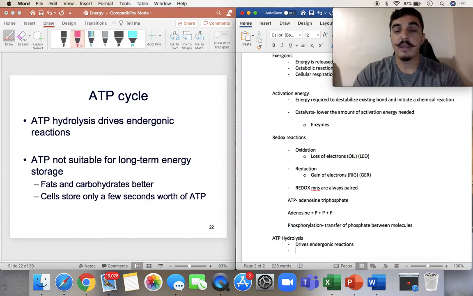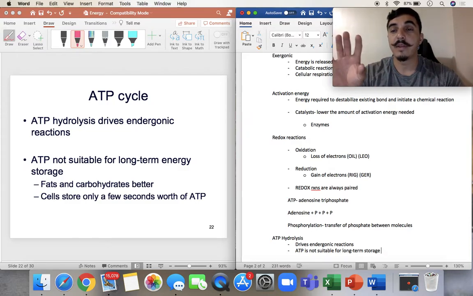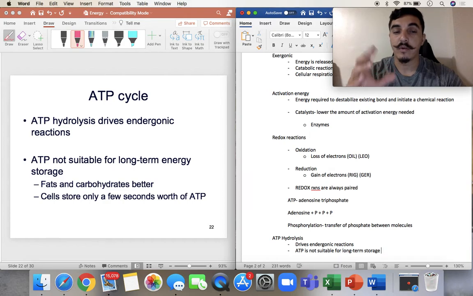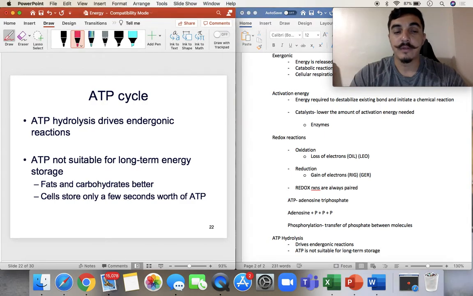Now, another thing is ATP is not suitable for long-term storage. So really don't store the ATP. The ATP that we create every day, we use it every day. That's when we have these carbs or these lipids. That's where energy is stored, but not really as an ATP itself just being stored, okay? Fats and carbohydrates are better for storing the energy themselves. The cells only store the ATP a couple seconds and then they need some more. They really don't store ATP just chilling around in the cell itself, okay?